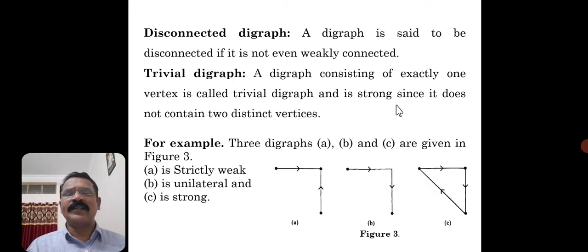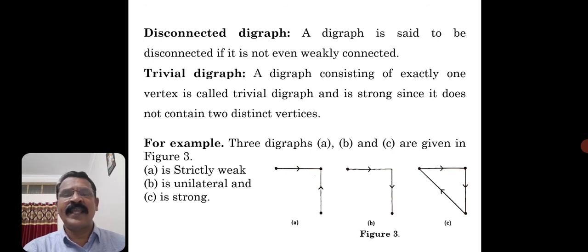Okay, let me consider what we mean by disconnected. There is a connected graph and a disconnected graph. If it is not connected, obviously it will be a disconnected graph. Similarly, the same idea is applied here. A digraph is said to be disconnected if it is not even weakly connected. That is the difference. It should be either weakly connected, or unilaterally connected, or strongly connected, but here it is not any one of these connectedness. Then that graph is called a disconnected digraph.